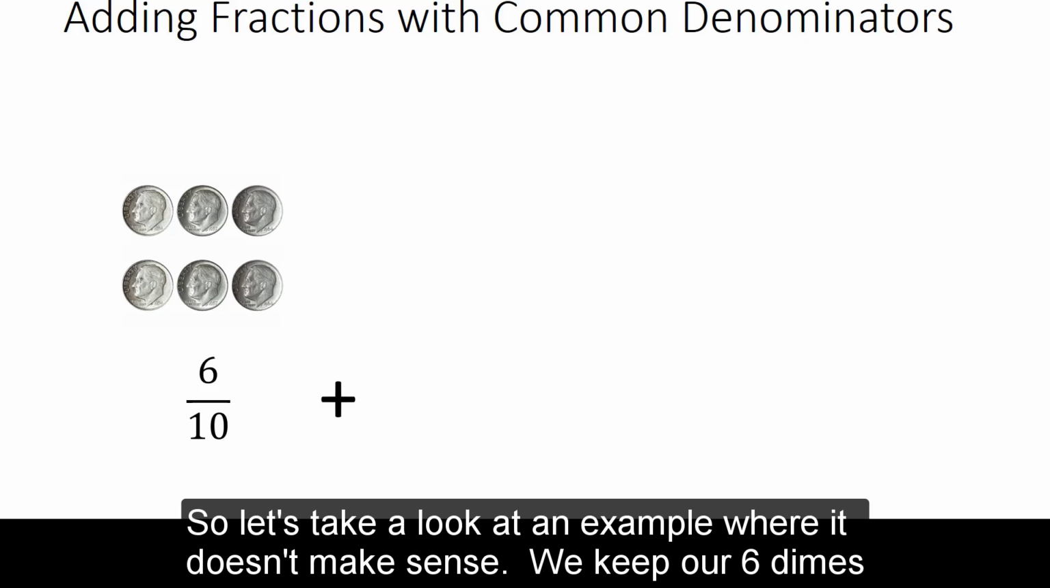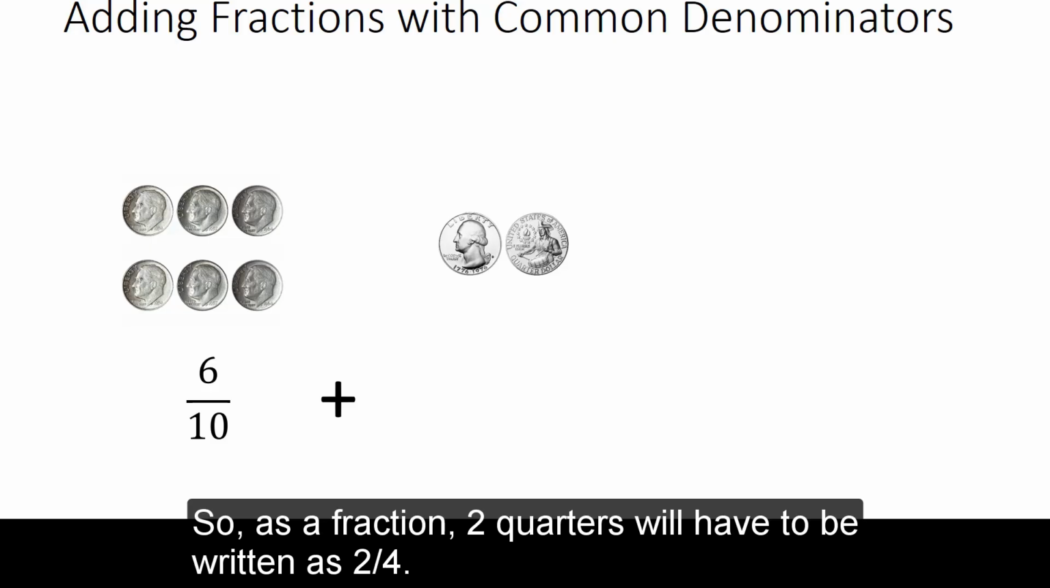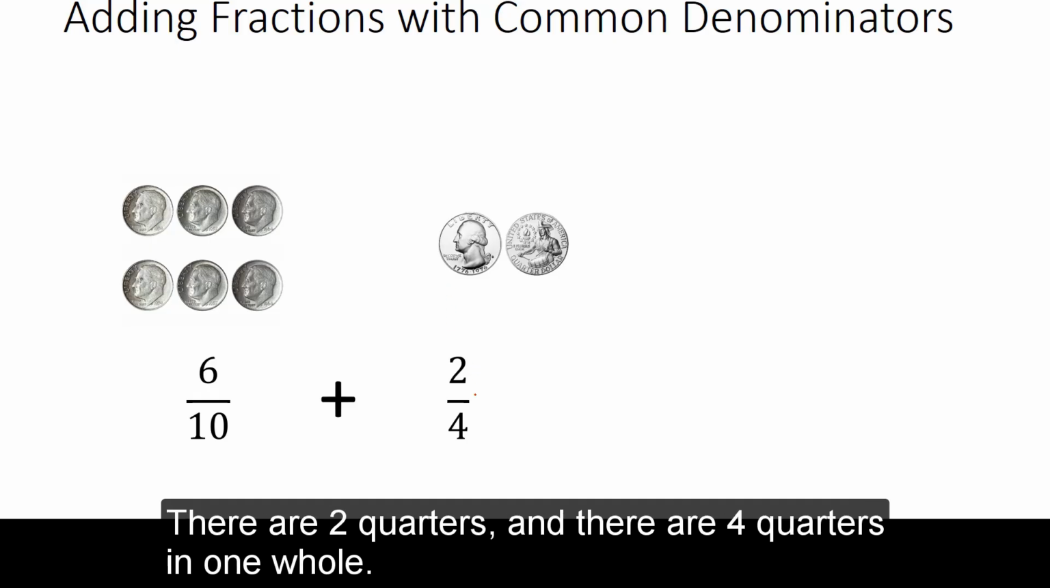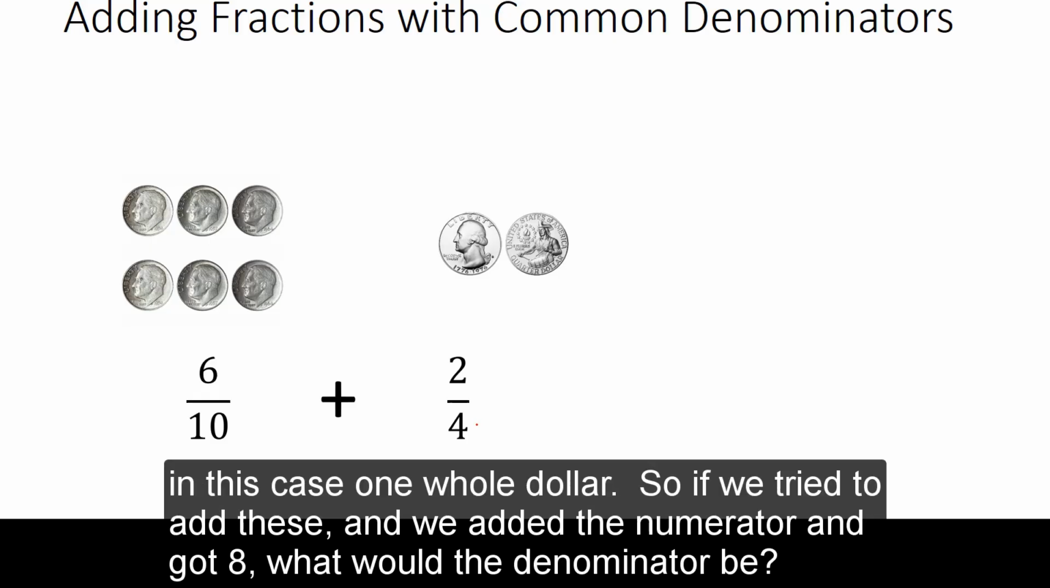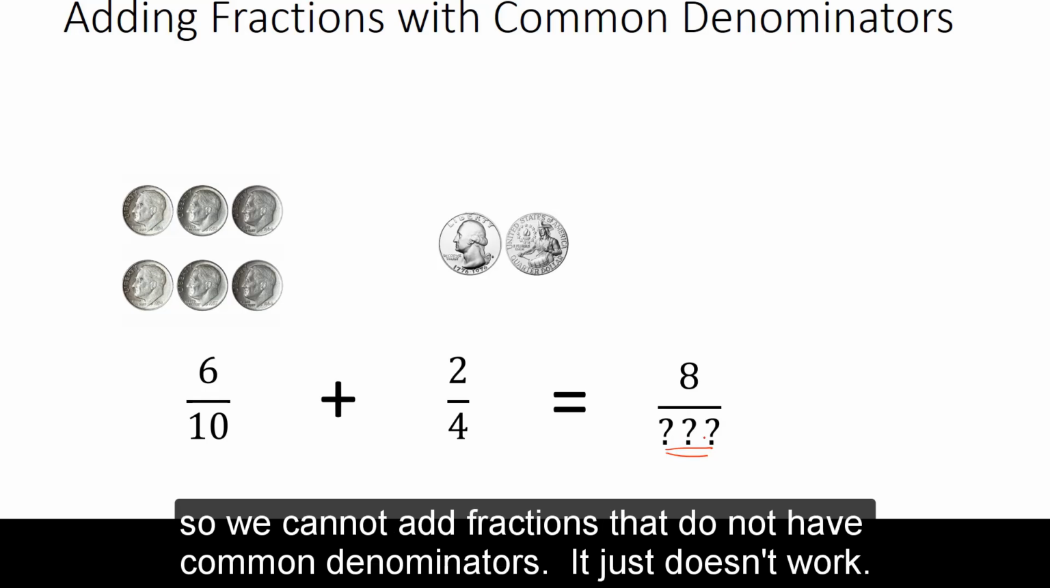So let's take a look at an example where it doesn't make sense. We keep our 6 dimes as before, but now we want to add 2 quarters. So as a fraction, 2 quarters would have to be written as 2 over 4. There are 2 quarters, and there are 4 quarters in one whole. In this case, one whole dollar. So if we tried to add these, and we added the numerators and got 8, what would the denominator be? They're not the same. They're not dimes and they're not quarters. We have 8 and it's a mix. So we cannot add fractions that do not have common denominators. It just doesn't work.